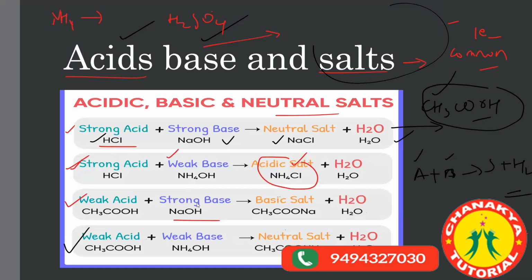A weak acid and a strong base together form a basic salt, and it is known as sodium acetate. CH3COOH plus NaOH. NaOH is a strong base and CH3COOH is a weak acid. So together they form a basic salt. Here CH3COO plus Na is the salt solution, and the remaining is the H2.